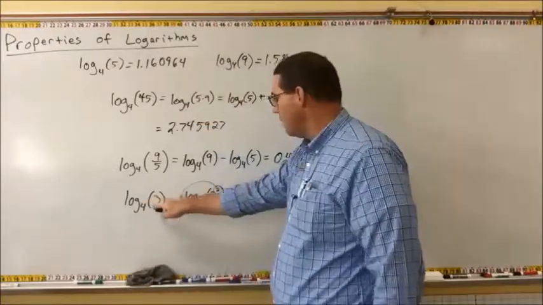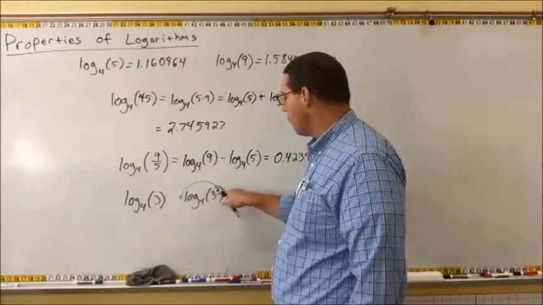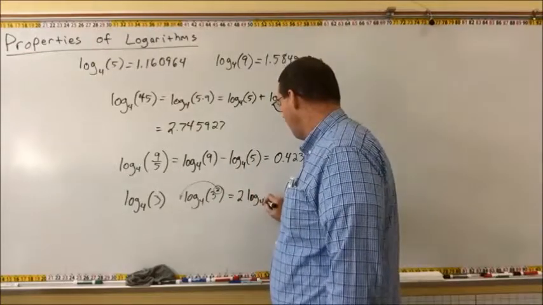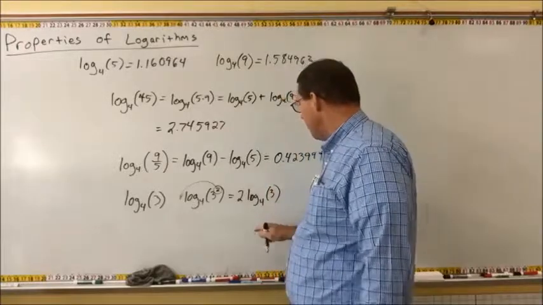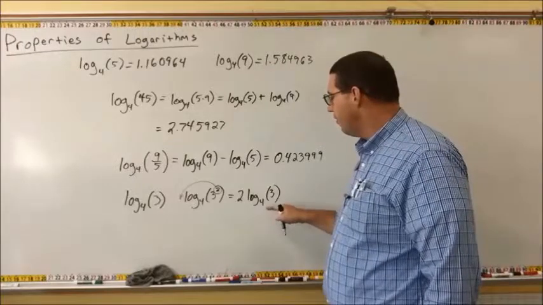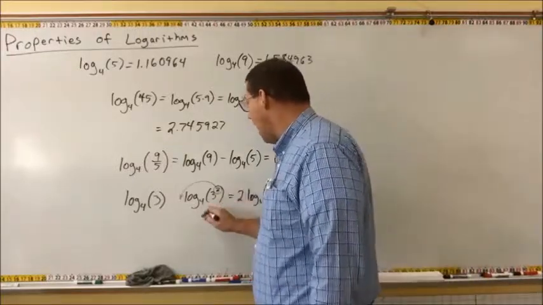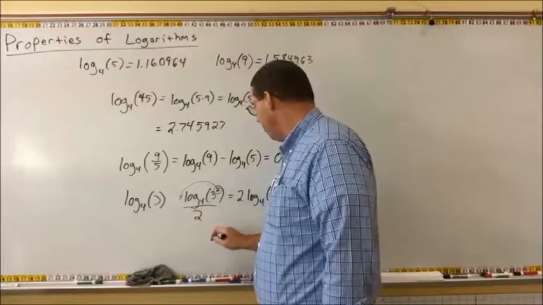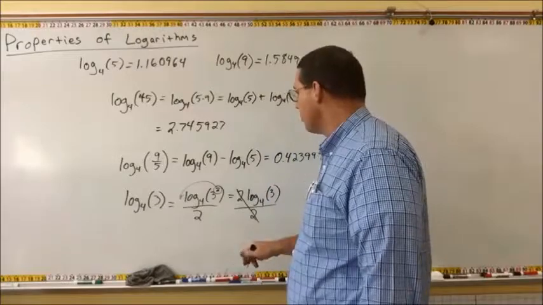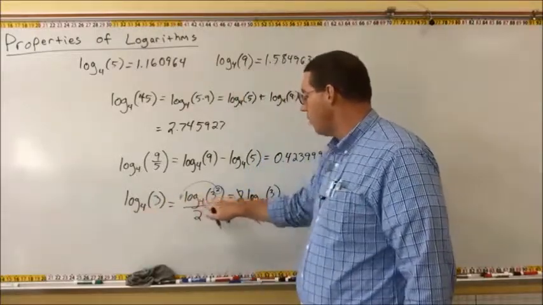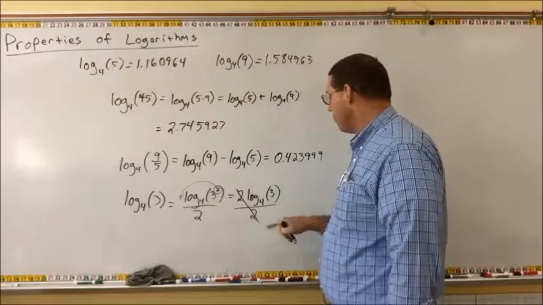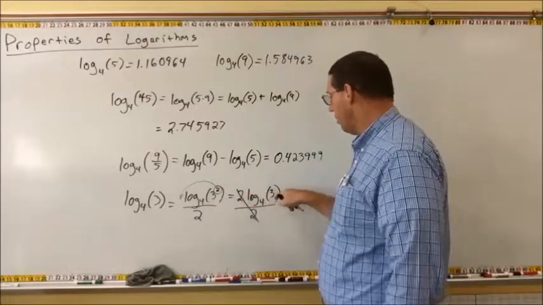But I can say to relate this to a 3, log base 4 of 3 squared is the same thing as 2 times log base 4 of 3. So we can get log base 4 of 3 if we divide log base 4 of 9 by 2, right? Because if we divide it by 2, it'll cancel the 2. So log base 4 of 3 is going to be whatever log base 4 of 9 is divided by 2, because that'll cancel the 2 here and it'll leave us log base 4 of 3.